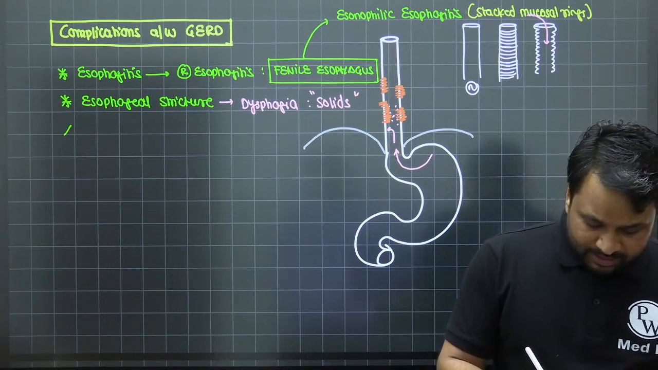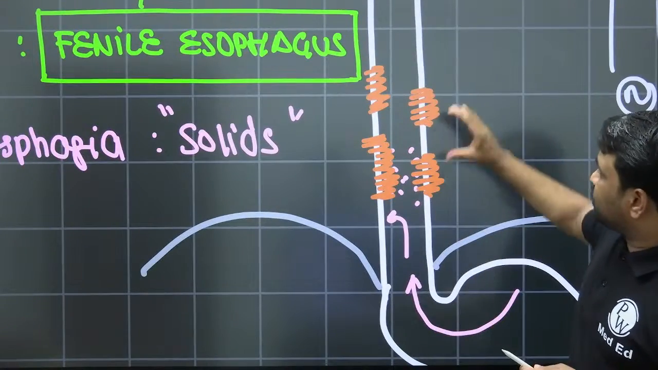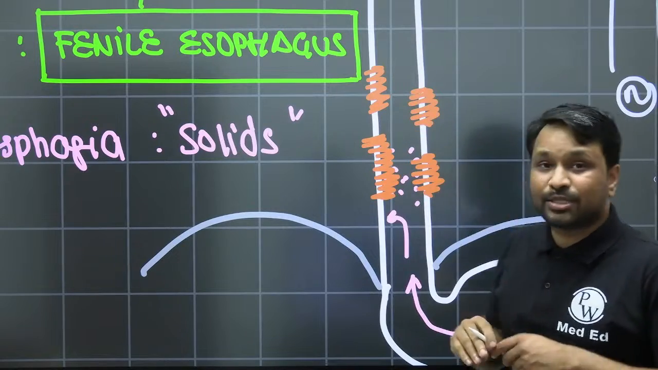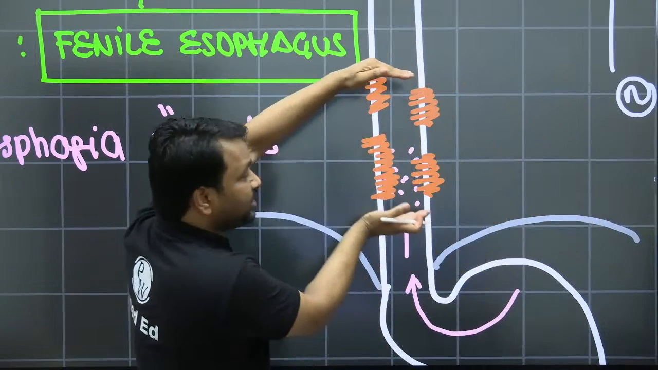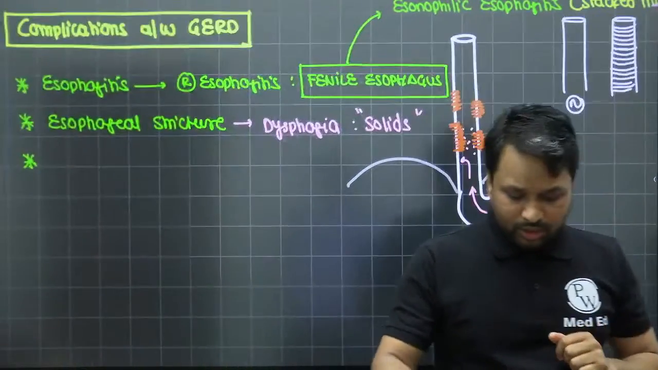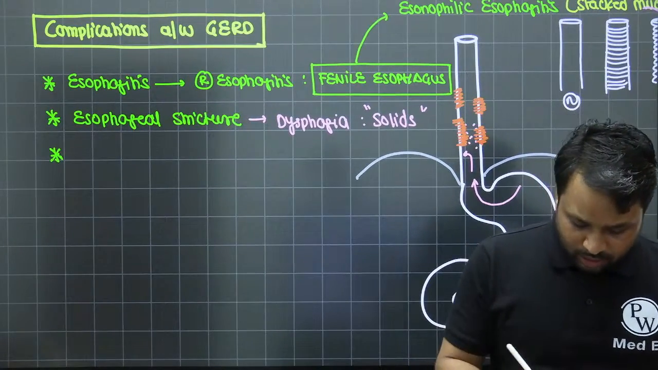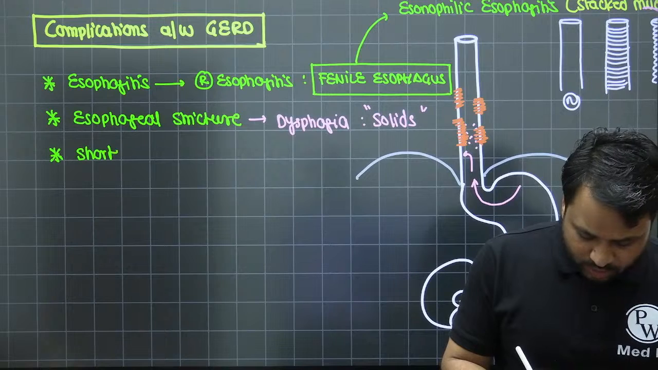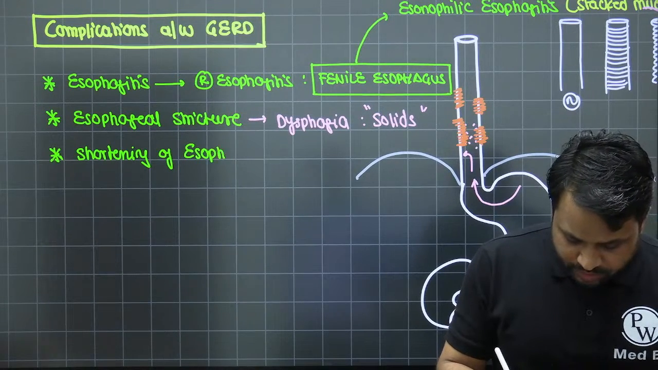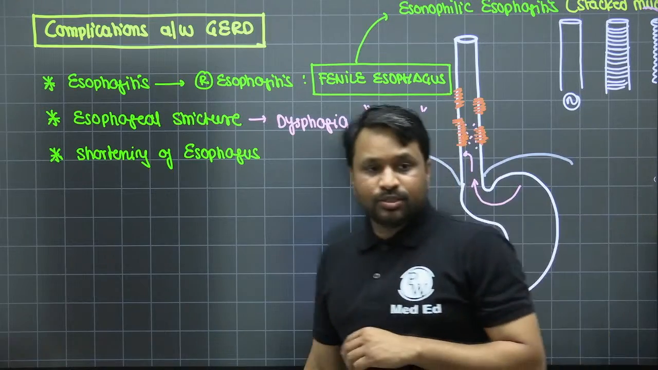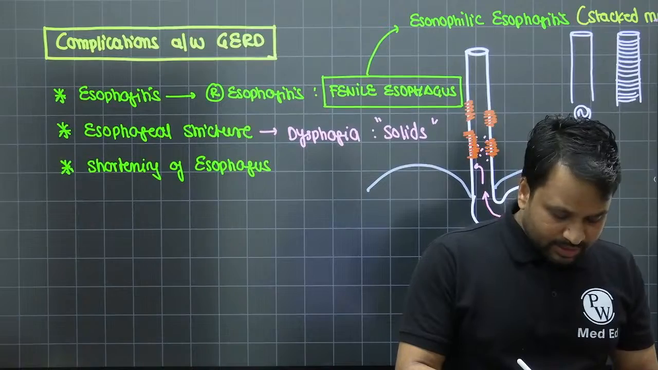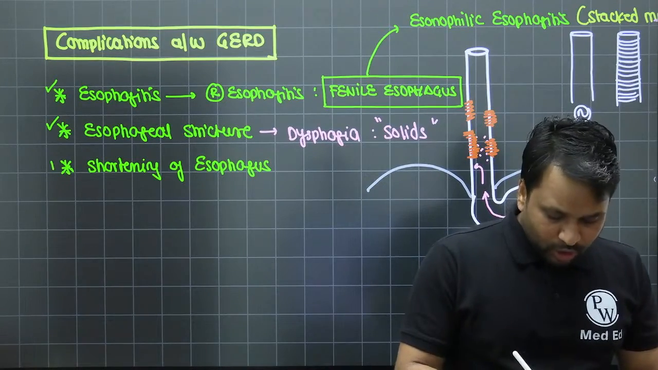Now every time there is a stricture, you need to understand that the tissue is going to condense. It is going to become smaller. Now as the tissue condenses, what will happen to the length of the esophagus? The esophagus is here. If the tissue condenses, it is going to become smaller. So this is what we call shortening of the esophagus. So the third complication that you will see is shortening of the esophagus. So you have esophagitis, an esophageal stricture, and a shortening in the length of the esophagus.